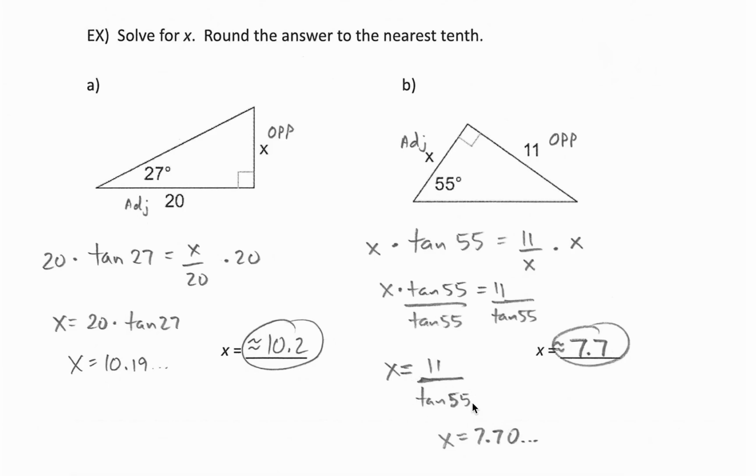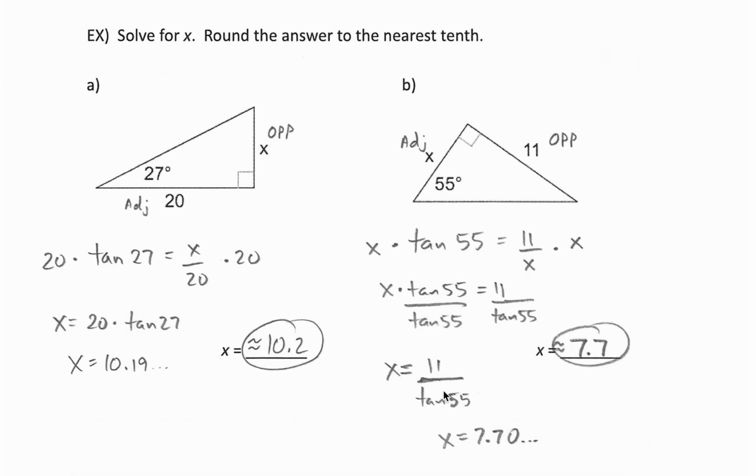So again, at this step, this is just button pushing on your calculator. Type in 11 divided by tan of 55, and you should get approximately 7.7. All right, I want to emphasize some patterns that happen every time we use a trig equation here. Again, if we are solving for the numerator, notice that it was a multiplication step. And then over here, when we were solving for the denominator, it turned into a division step there.